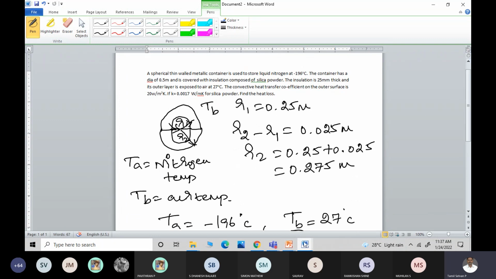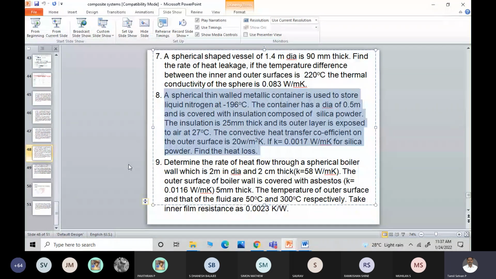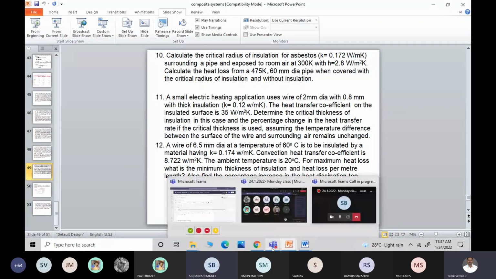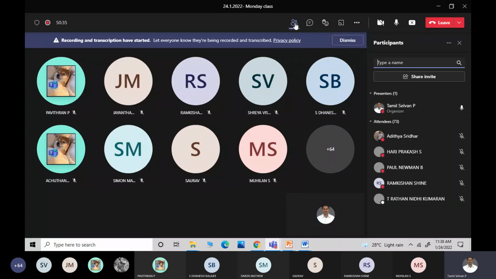Okay, so try to solve the third problem also. So now which problem you have to solve? You have to solve problem number 9 and problem number 10. Okay, problem number 9 and 10 you have to solve, and you have to tell me the answers tomorrow.